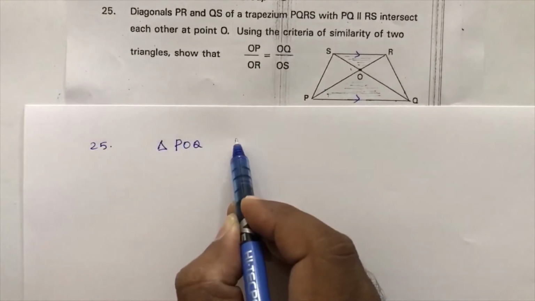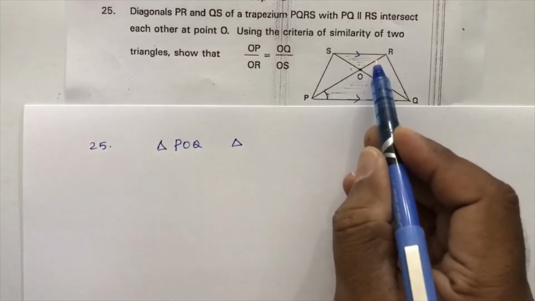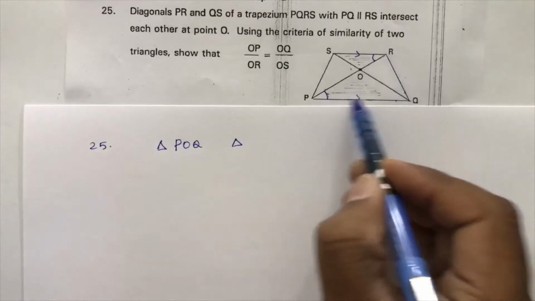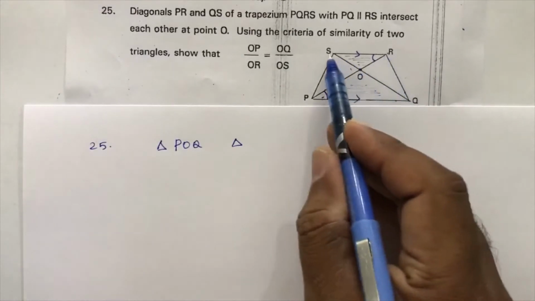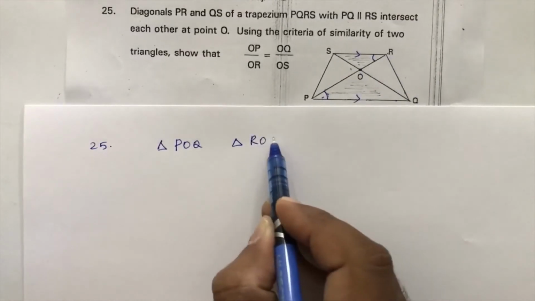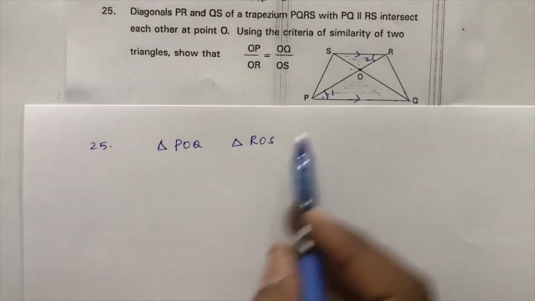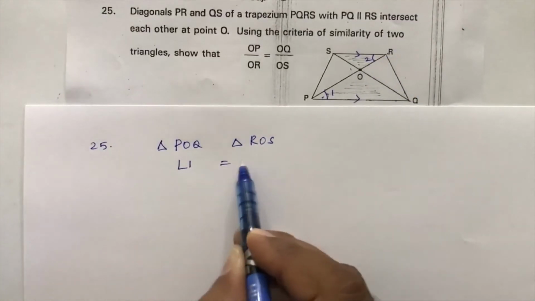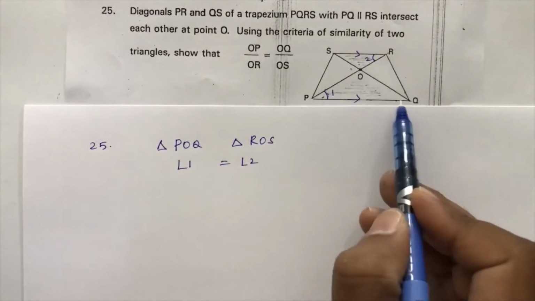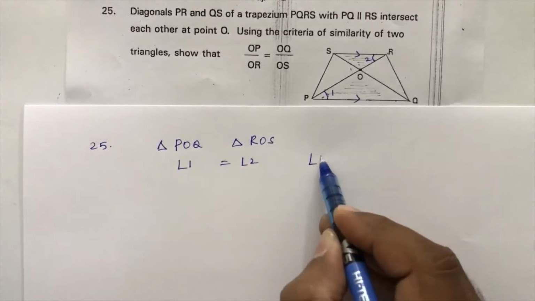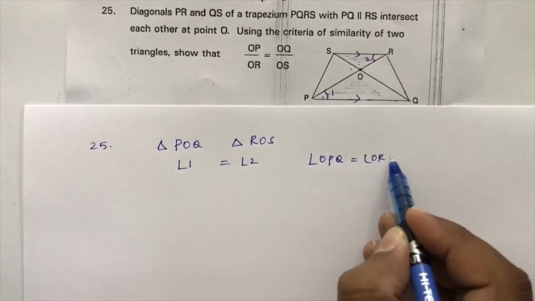Now see, first take triangle POQ and triangle ROS. Don't write SOR, because this angle will be equal to this angle, interior alternate angle. So you took first P, so in this triangle take ROS. Now see, angle 1 equals angle 2. Instead of 1 and 2 you can write OPQ, you can write this way also. Angle OPQ equals angle ORS.